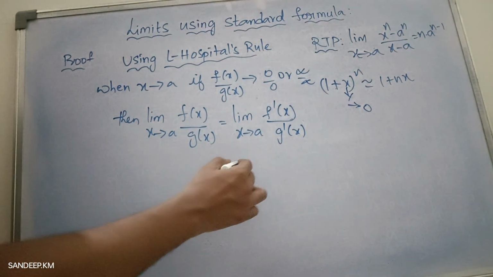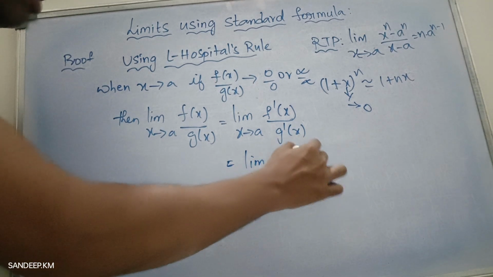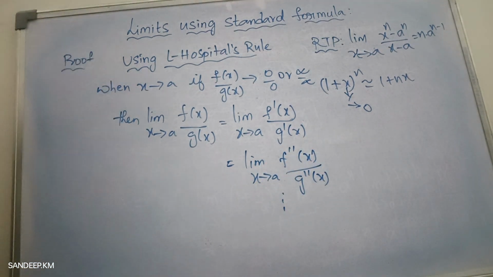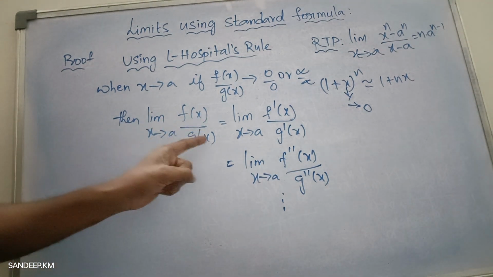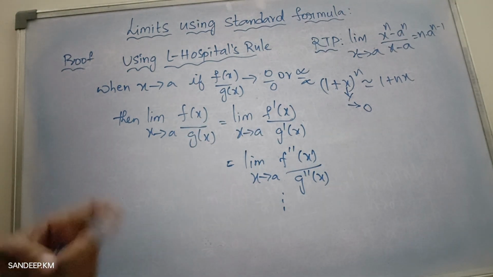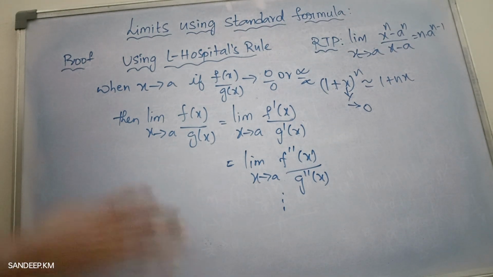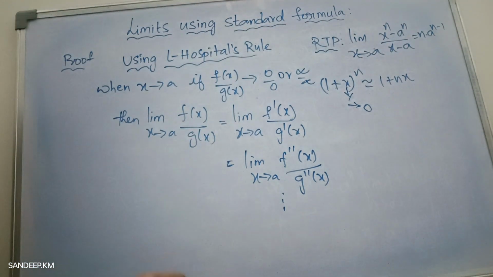We can also write it as limit x approaches a, f double dash of x divided by g double dash of x, and the process can continue and so on until we get a finite answer by substituting x as a. But remember, we can only find the derivatives if the derivatives exist at x is equal to a. However, I'll explain L'Hospital's rule in detail in a different video. For now, let me prove that this formula is equal to n into a power n minus 1 using L'Hospital's rule.